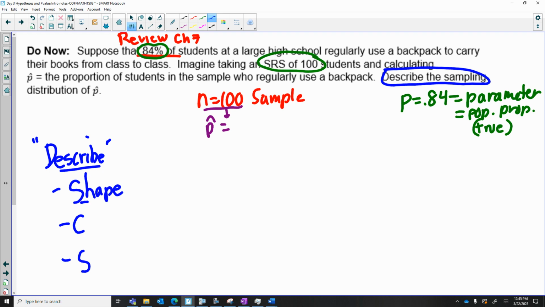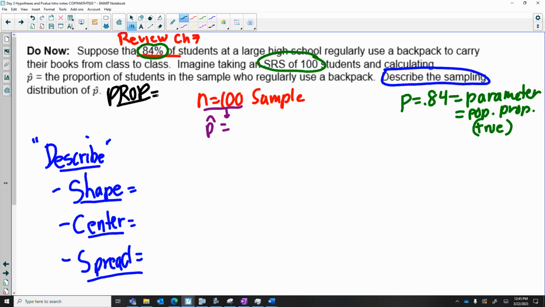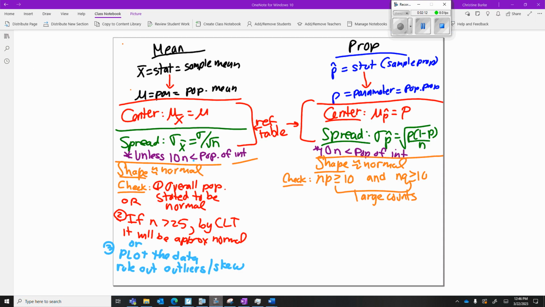So I want you to take some time here to think about what is going to be the shape, the center, and the spread. And I'll give you a hint. You're going to look at your fact sheet for proportions. So for proportions, remember this is a proportion question. What is going to be the shape, center, and spread? Take a minute here and write it down.